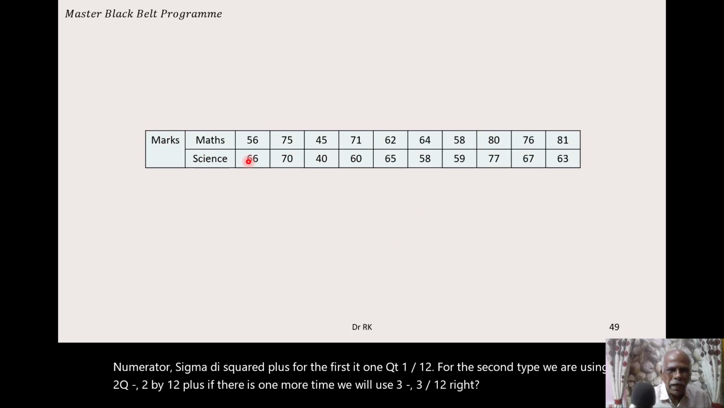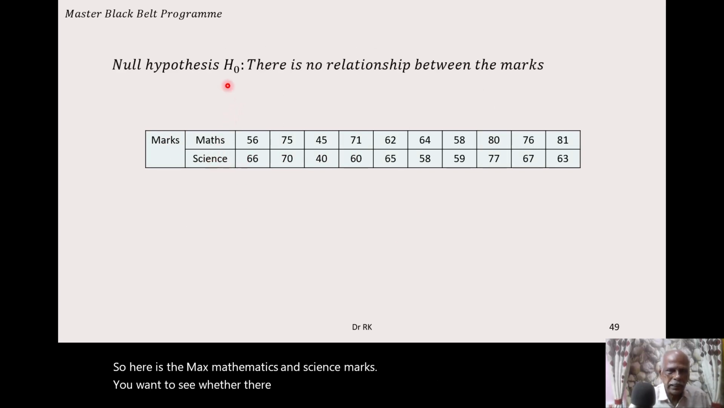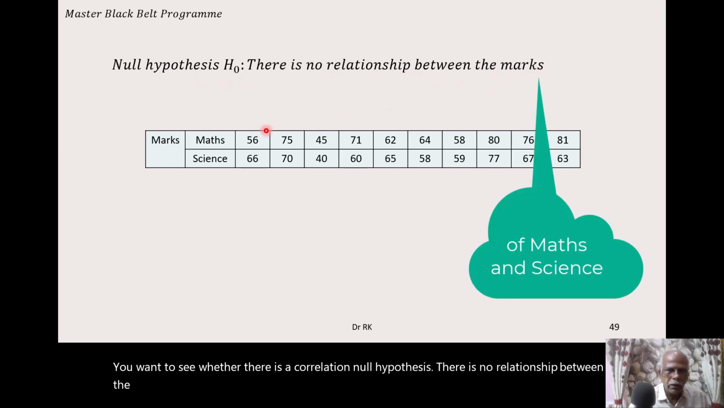So here are the marks, mathematics and science marks. We want to see whether there is a correlation. Null hypothesis: there is no relationship between the marks. It is not that if you score high marks in maths, you will score more marks in science also. It is not like that.